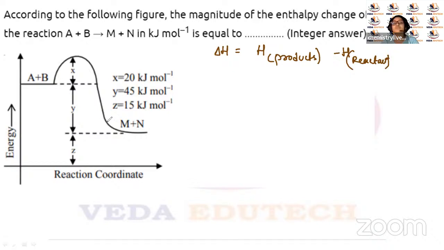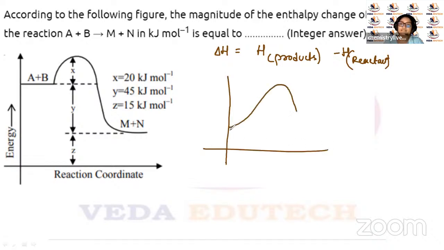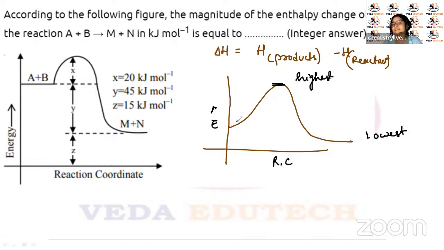Now how are you going to calculate from this reaction? You know that in a reaction coordinate, when something like this is given to you, the one which has the lowest energy, so suppose this is your reaction coordinate and this is your energy, we see that this is the highest point, this is the lowest, and this obviously is your intermediate. Highest point is your what? Transition state. Always transition state.